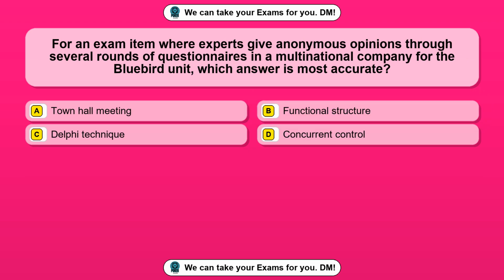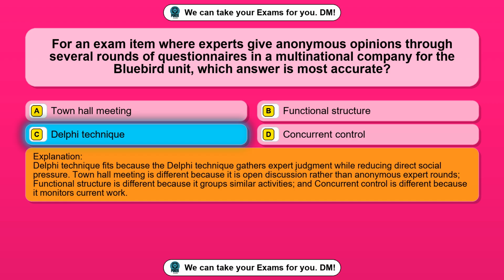Question 9. For an exam item where experts give anonymous opinions through several rounds of questionnaires in a multinational company for the Bluebird unit, which answer is most accurate? Option A, town hall meeting. Option B, functional structure. Option C, Delphi technique. Option D, concurrent control. The correct answer is option C, Delphi technique.